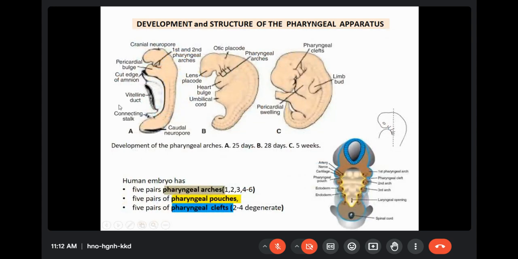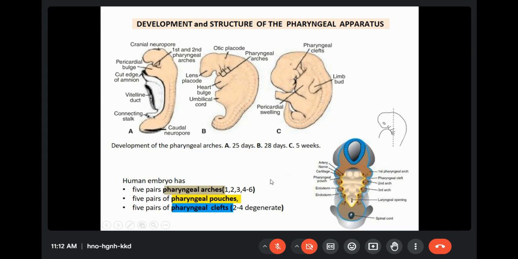So here you can see how the pharyngeal apparatus develops in the embryo if we look at the embryo from outside. So here is the embryo at 25 days of development, 28 days, and 5 weeks of development. As the result, the embryo will have 5 pairs of pharyngeal arches, 5 pairs of pharyngeal pouches, and 5 pairs of pharyngeal clefts. But most of them degenerate.